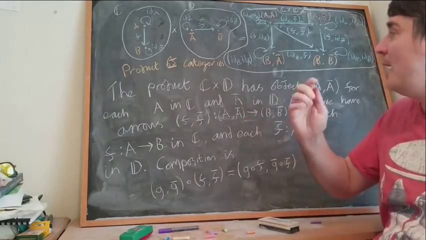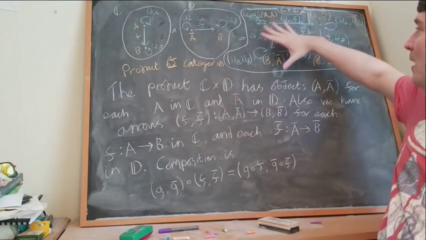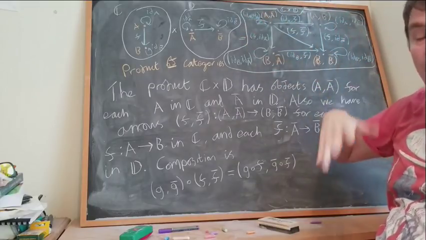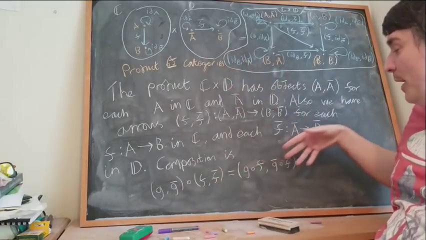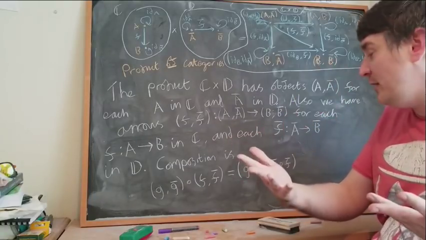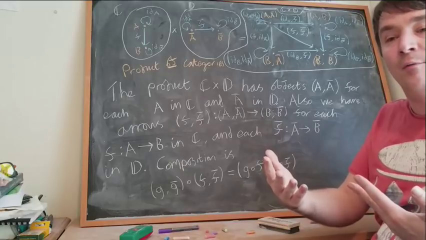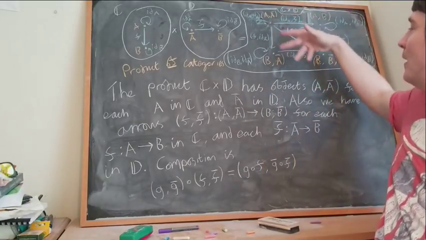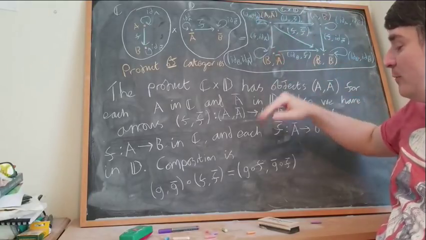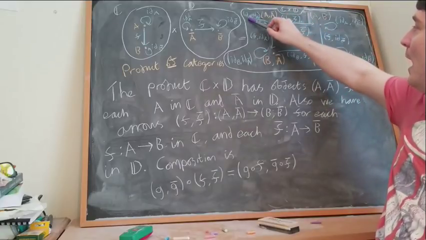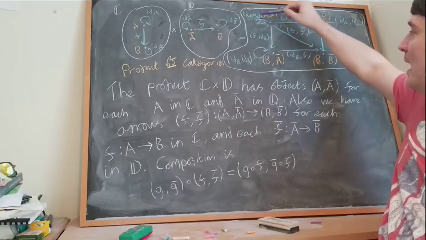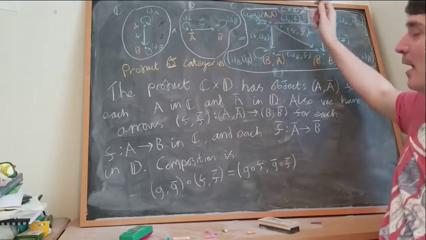Okay, so I've explained to you now what the objects are of this product and what the arrows are and how to compose them. You may want to satisfy yourself that this is indeed a category. Think about, for example, does this thing have identity arrows? Indeed, the identity arrows over here are just going to be the product. So, for example, ID A, ID A bar is going to be the identity arrow of the object A, A bar.